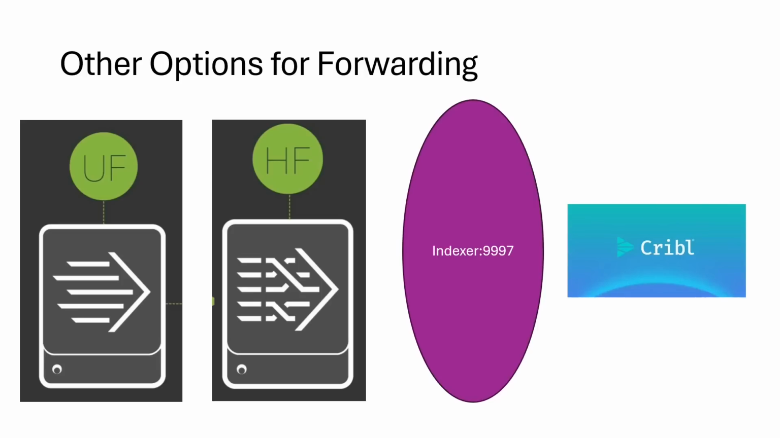Cribl is amazing, but basically it's going to be set up the exact same way these things are. You'll set Cribl up to listen on port 9997. These will forward to a Cribl instance. They'll do their work, and then this thing will forward back onto the indexer.